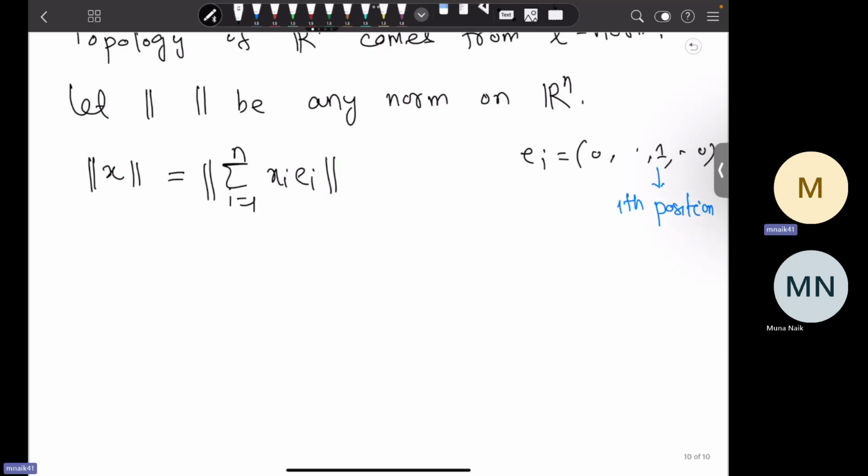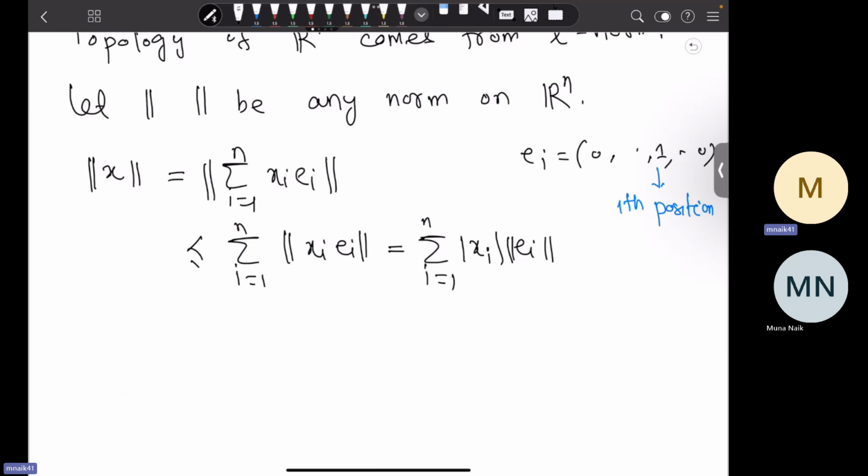So that I can apply the triangle inequality. This will be less than or equal to the sum from i = 1 to n of norm of x_i e_i. And if I apply further homogeneity, this will be equal to the sum from i = 1 to n of modulus of x_i times norm of e_i. Okay, so this is any norm on Rn.